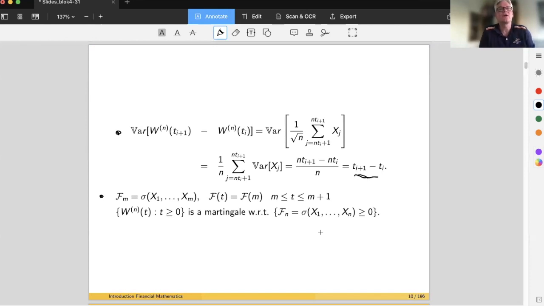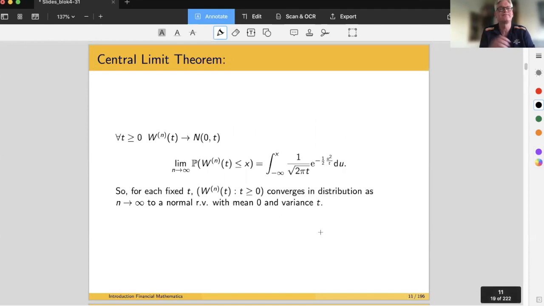So a last thing before we start with the formal definition is the central limit theorem, CLT as we sometimes call it. So Wn(t) converges to the normal distribution with mean 0 and variance t. And let me emphasize, it converges in distribution as n goes to infinity. So in the limit n to infinity, the probability that Wn(t) is less or equal to x will converge, that's what the central limit theorem says, to a normal distribution with expected value 0 and variance t, and that is given by this expression, the integral from minus infinity to x of 1 over the square root of 2 pi t e to the power minus 1/2 u squared over t du.